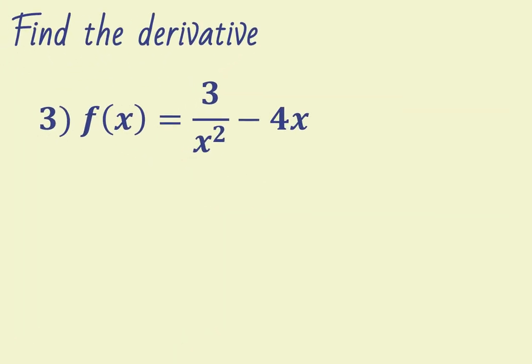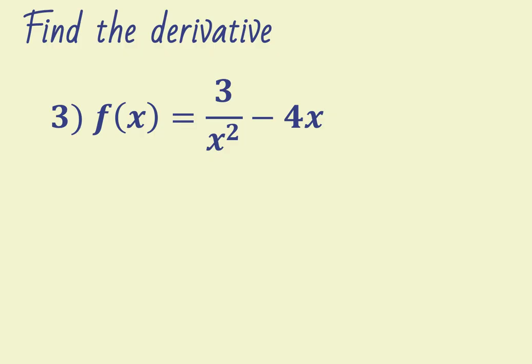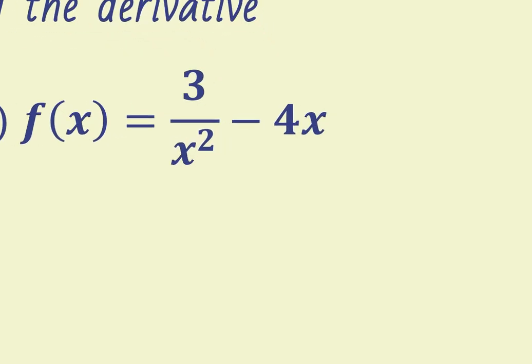Number 3, you've got the variable in the denominator. So before we can use the power rule, what do we got to do? Bring it to the top. Good. So when we bring it to the top, we make it negative. So that's 3 times x to the negative 2 minus 4x.